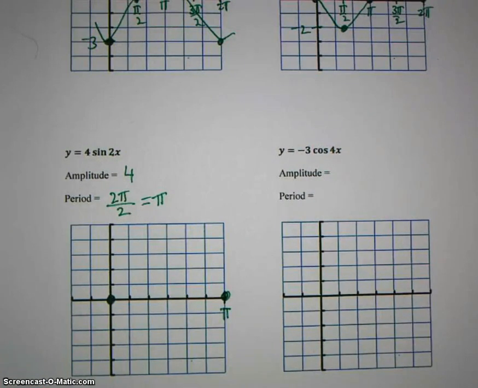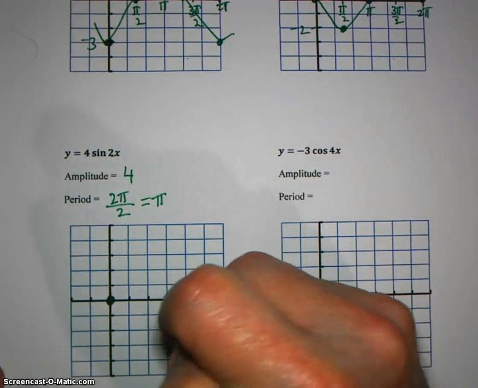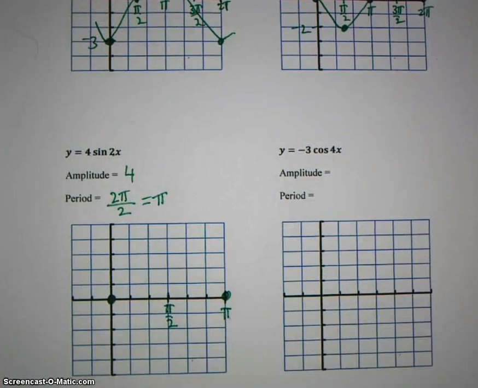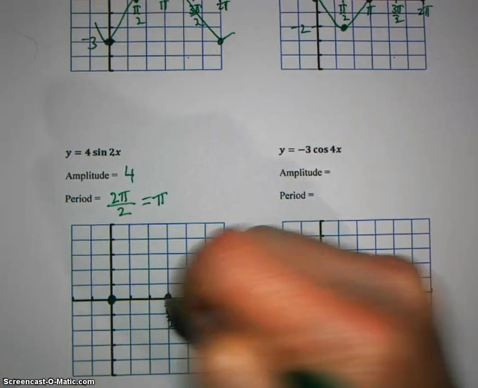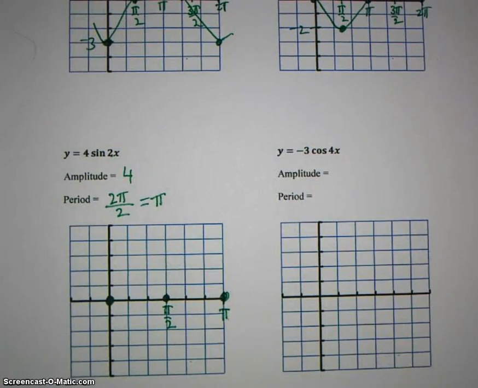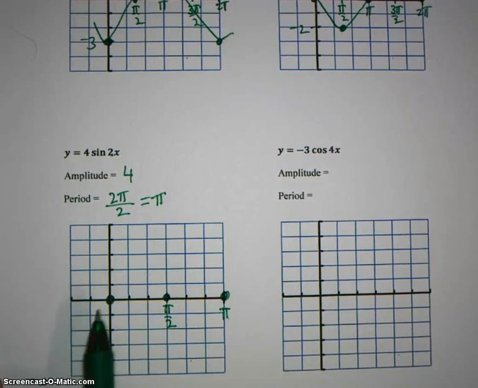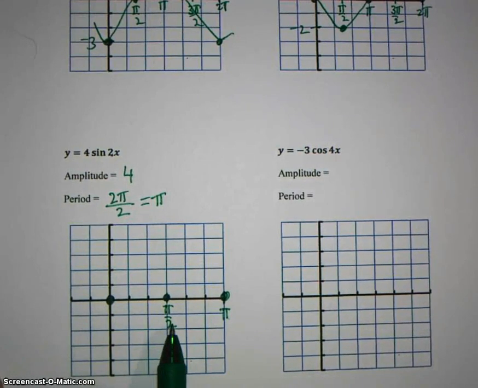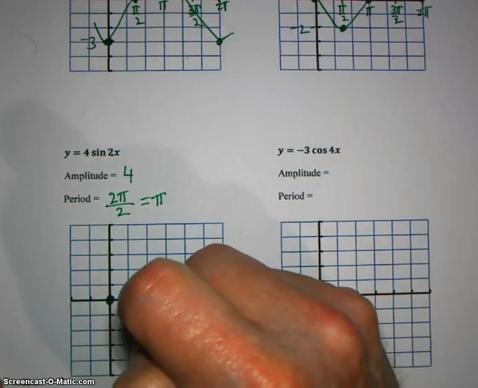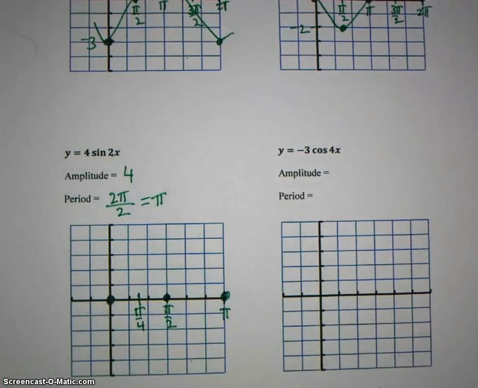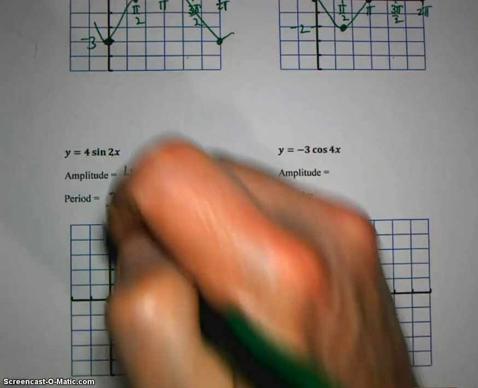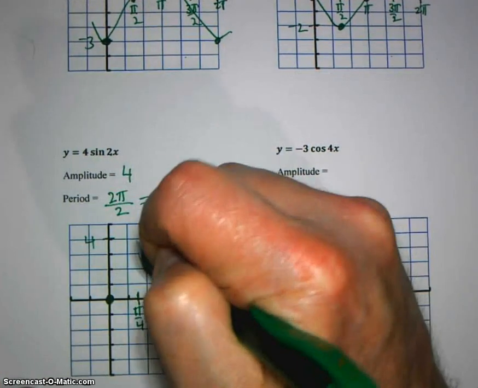Okay, what I like to do next is find the middle. What's halfway between 0 and pi? Halfway between 0 and pi is pi over 2. And the sine graph hits the axis right there also. Then we've got to go halfway in between. What's halfway between 0 and pi over 2? Halfway between 0 and pi over 2 is pi over 4. And this is where our sine graph will be high, right there.